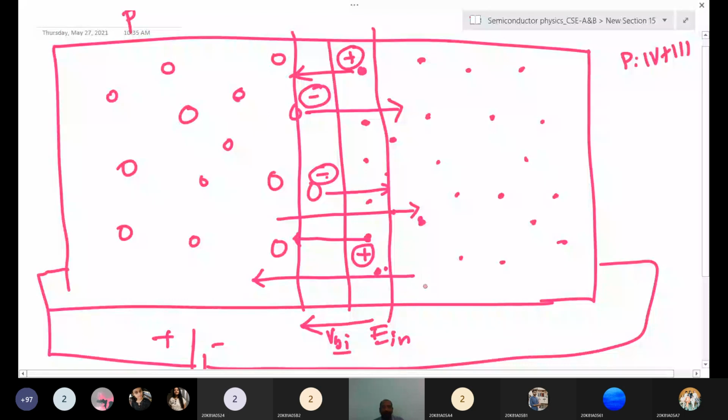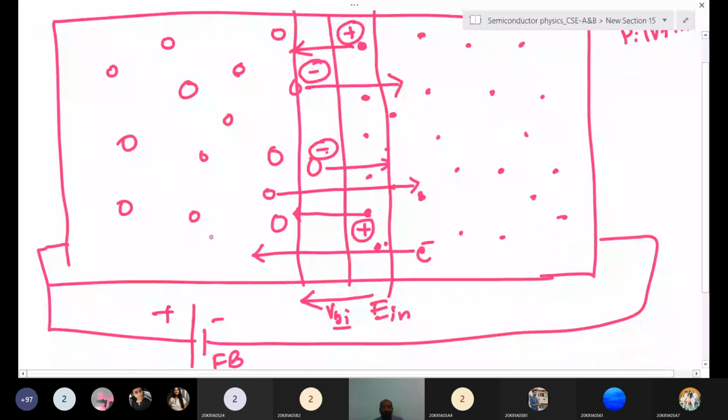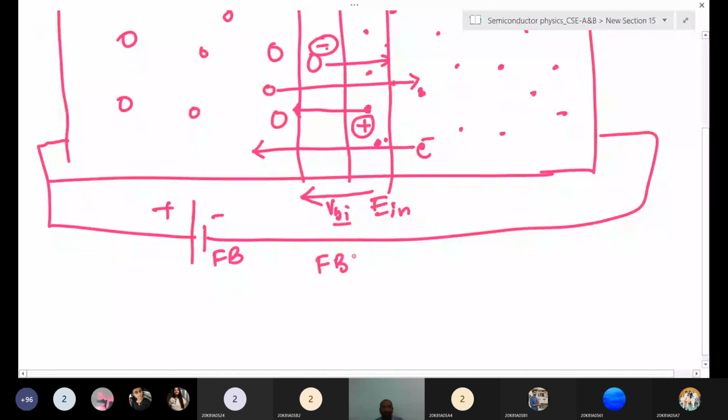So in forward bias what is happening? The depletion width is reducing. Why? Because the plus charge and minus charge are reducing. Because of this, the depletion width is reducing, and because of this, the internal electric field is also reducing.